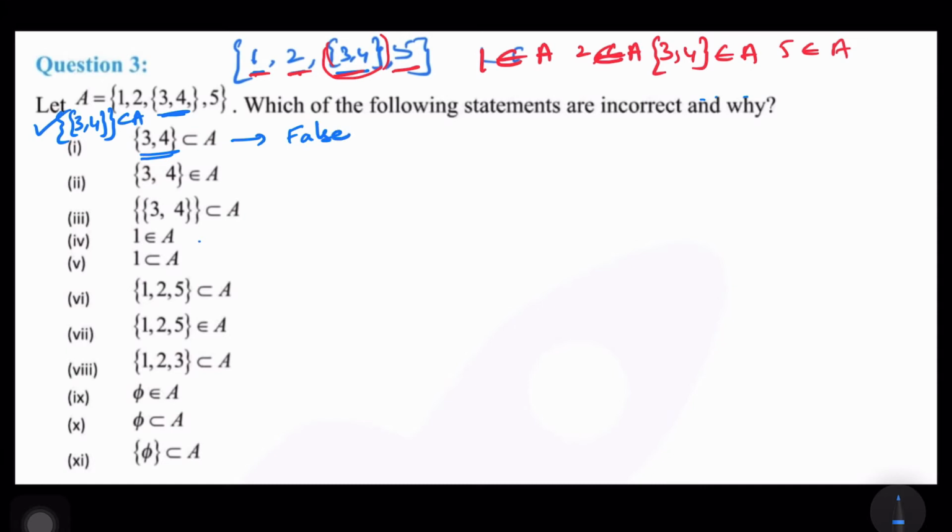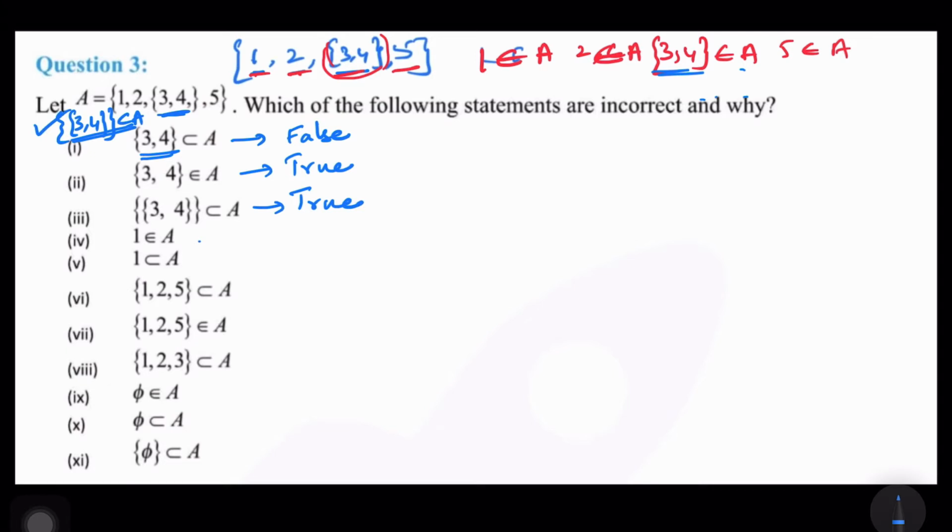Now {3, 4}, is it an element of A? You can see from here that {3, 4} belongs to A. It is true. Next, the third one: {{3, 4}} is a subset of A. Just now we have seen that this is a true statement, isn't it? Because {3, 4} is an element under braces. If you put it within braces, it becomes a set, so therefore this is a subset. So this is a true statement.